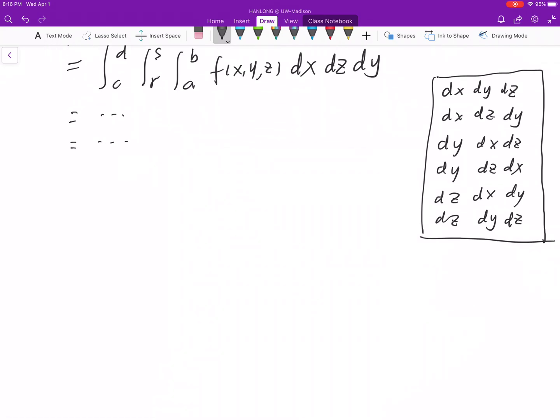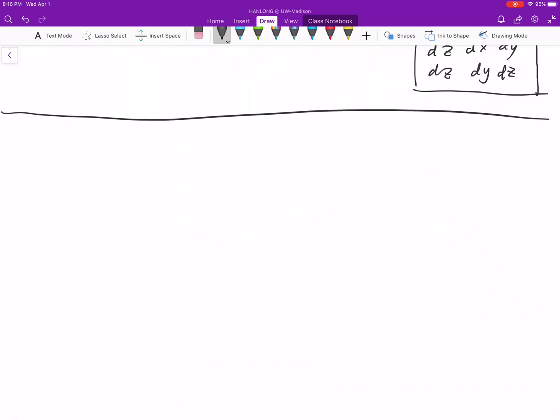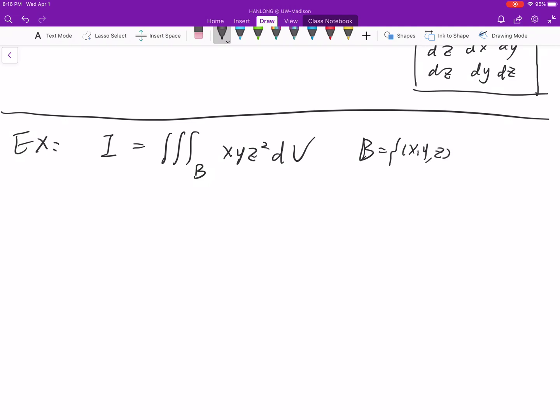Okay, now let's work out an example. So suppose now you have the following integral to evaluate: x y z squared dV, and B is given by the following data. x is between 0 and 1, y is between negative 1 and 2, z is between 0 and 3.